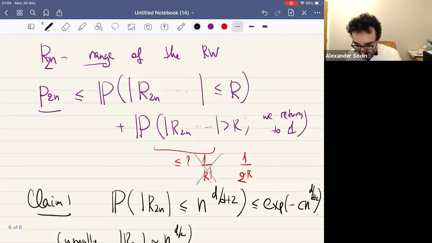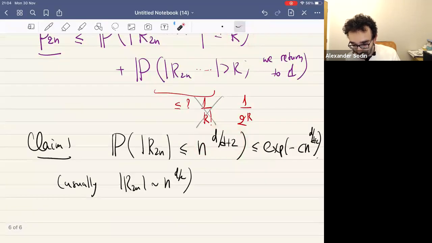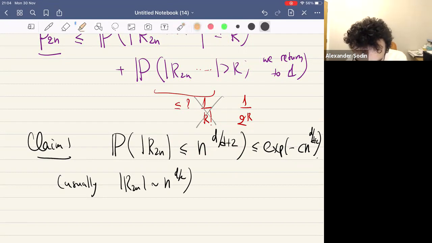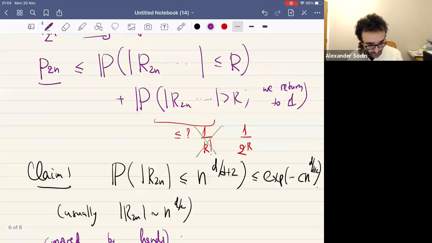So it turns out that the optimal choice of R is of this order, again up to logs. So this is a very robust version of Donsker-Varadhan. Donsker-Varadhan give a much more precise large deviation result for the range, but this is enough for our purposes, and this can be easily proved by hand. This allows us to estimate the first term.